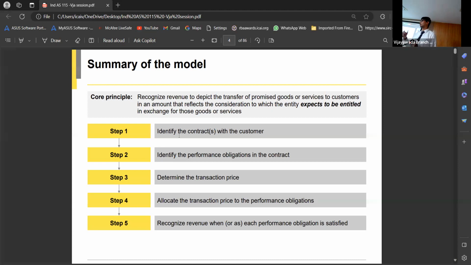Earlier, if you look in our IGAAPs, which is AS 9 type of companies, trade discount I know we reduce from revenue, but usually discounts and all we show in expenses. We don't reduce from revenue. But under Ind AS, that's not allowed. So in simple terms, I'll tell you what is transaction price adjustment.